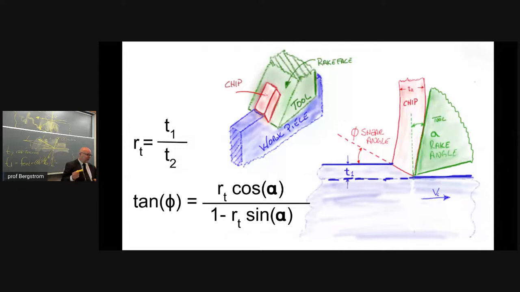All right, so we've got our uncut chip thickness and our chip thickness. We measure the chip thickness, we pick the uncut chip thickness. We can take a ratio of the uncut chip thickness and the chip thickness. Again, not very imaginative, we call it R sub T because it's a ratio.